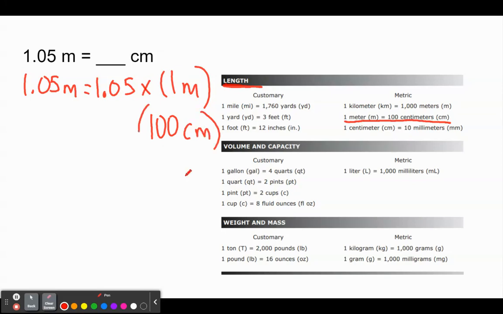So I'm going to multiply that by 1.05 because those are equal now, right? 1 meter is equal to 100 centimeters. So now I'm going to multiply 1.05 times 100, which is equal to 105 centimeters. So 1.05 meters is equal to 105 centimeters.